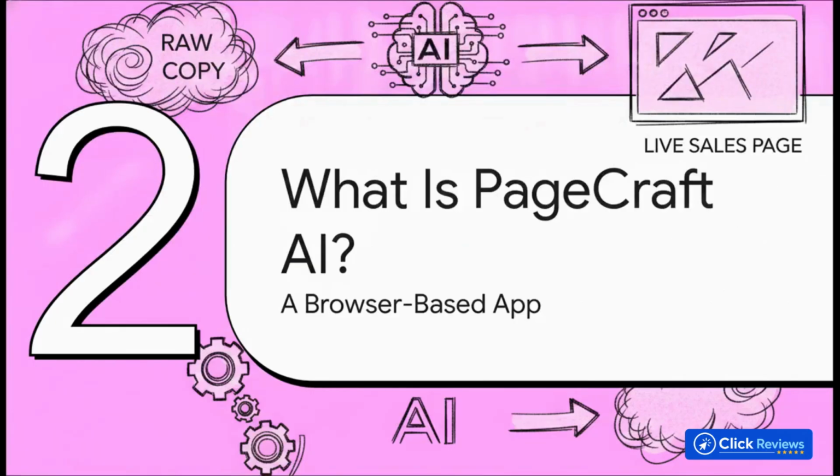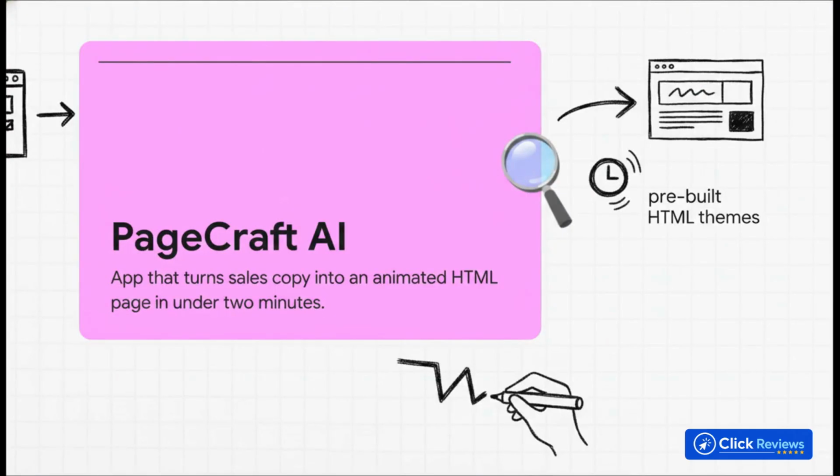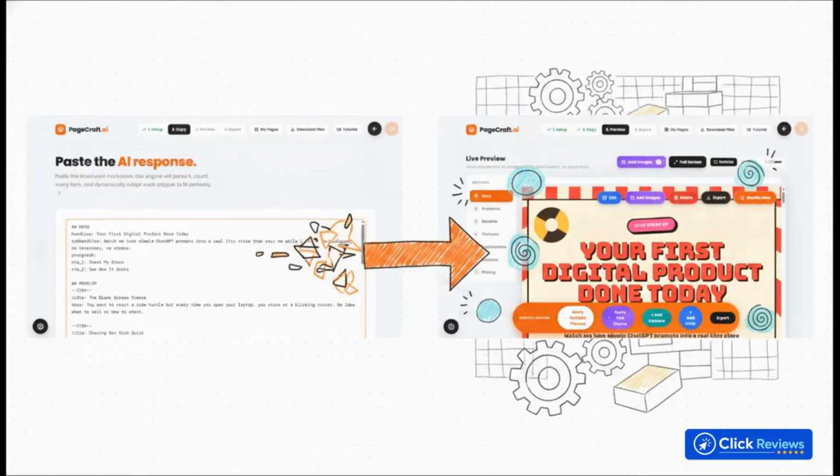Section 2. What is PageCraft AI? So what actually is this tool? Well, PageCraft AI is a browser-based app that takes your sales copy and just drops it directly into a pre-built animated HTML theme. Boom! It exports a finished sales page in under 2 minutes. It basically handles the part that keeps delaying your launch by making all those agonizing design and layout decisions completely for you.